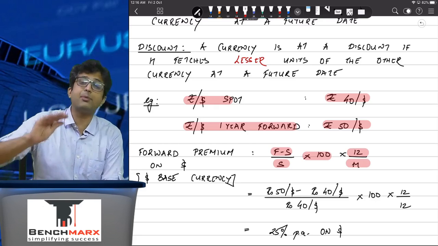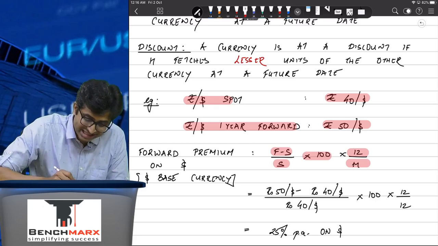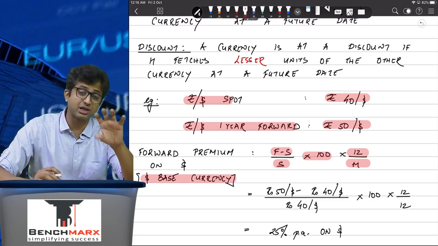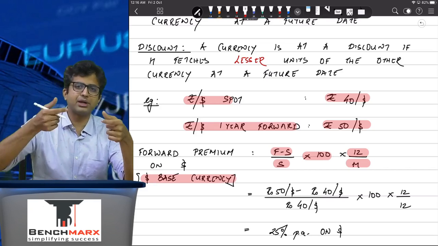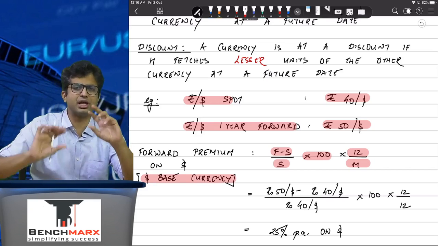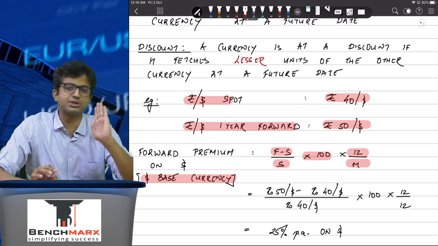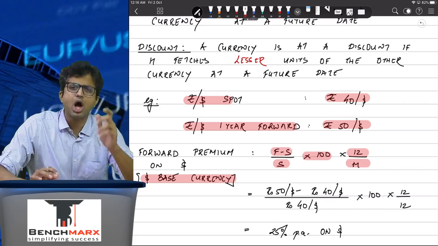This is the premium or the discount formula for what is there in the base currency. Acha, what if you want to do it in the non-base currency? There is a longer way to do it. अपन क्या करेंगे, अपन हर एक चीज को वापस अभी indirect quote में लेके जाएंगे ताकि rupees now comes in the denominator and apply the same formula.